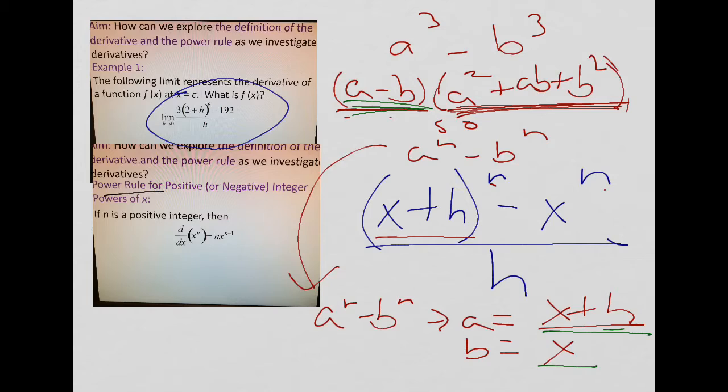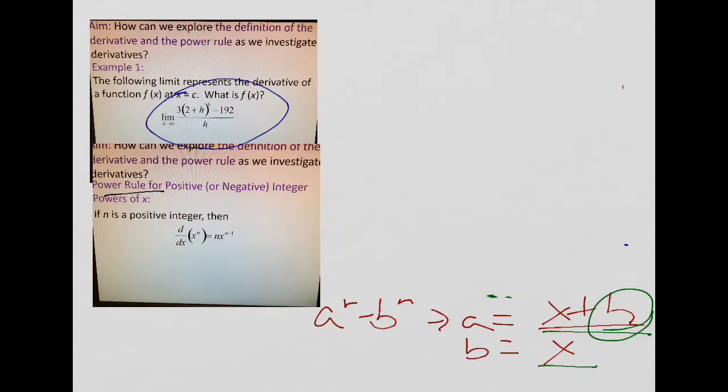Well, why would we want just h by itself if we do a minus b? This is a way we want to factor it out, so that way we can simplify our difference quotient. So try to keep this in mind. Again, this is just deriving the power rule, where it kind of came from.